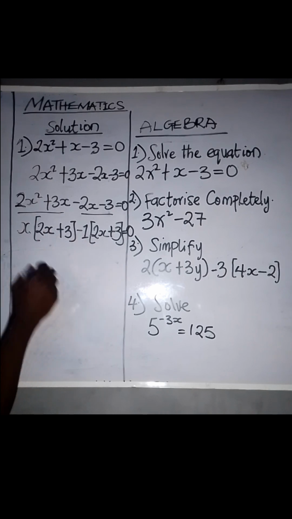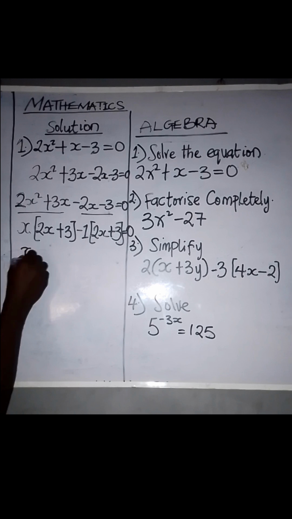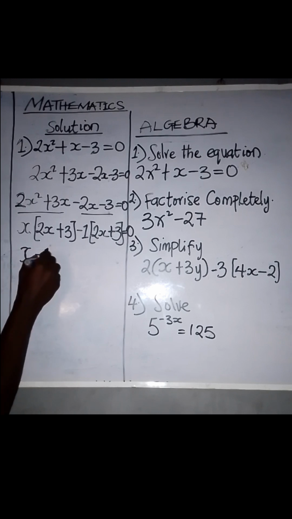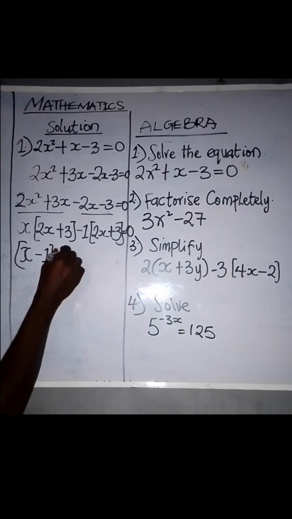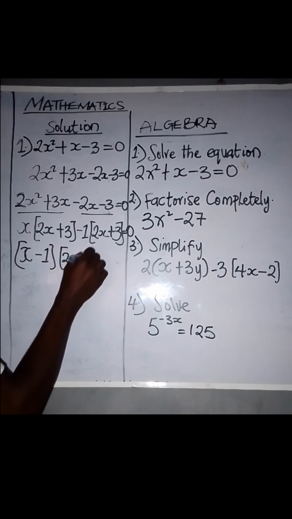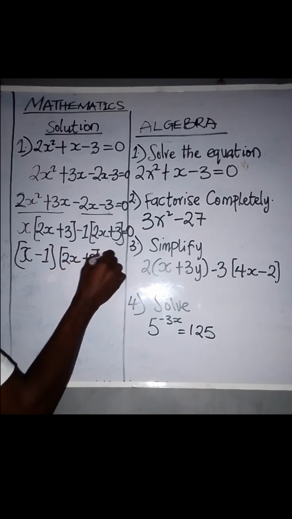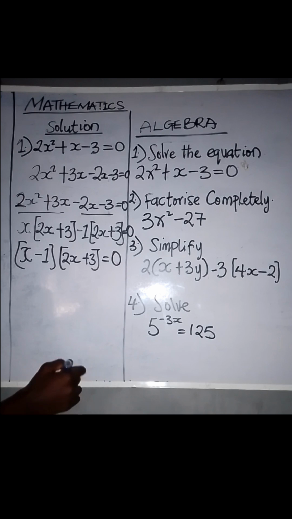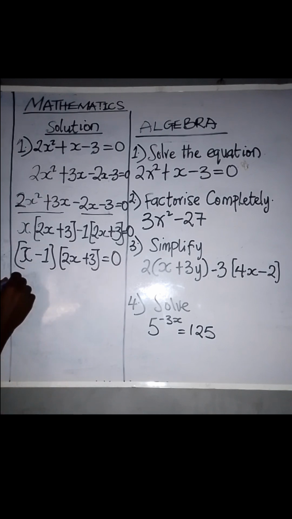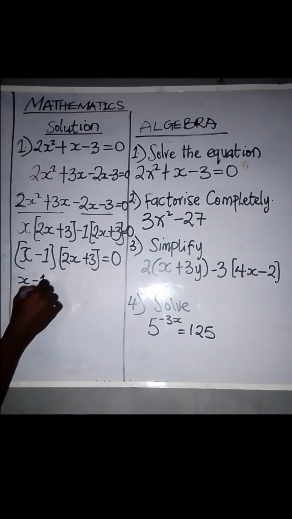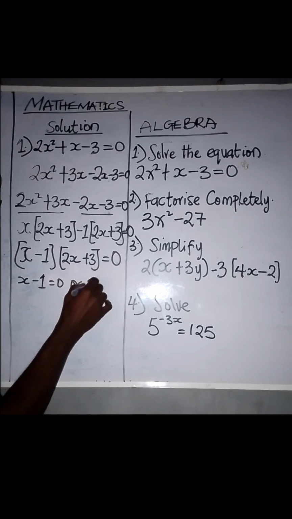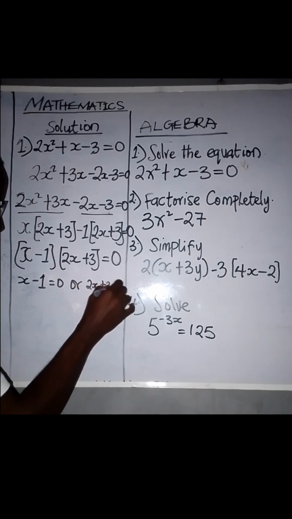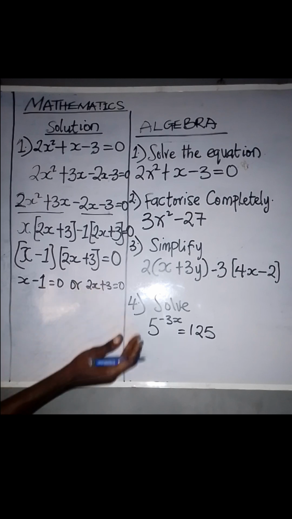Then I have these two brackets, they are the same. I'll pick one of them, so I'm left with x minus 1, then I'll pick my 2x plus 3. I pick one of the brackets, equal to 0. That means I have x minus 1 is equal to 0, or 2x plus 3 is equal to 0. These are the two values that are equal to 0.